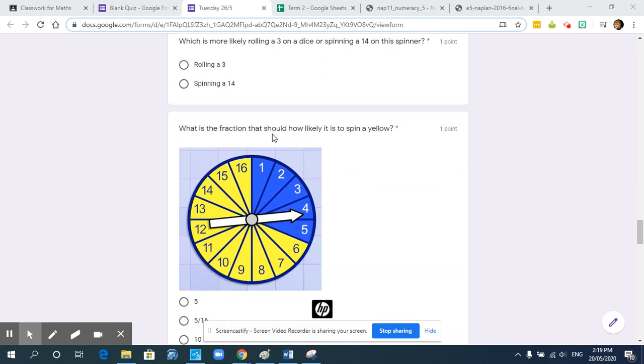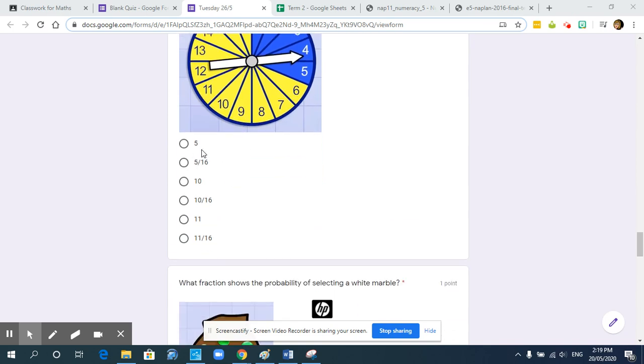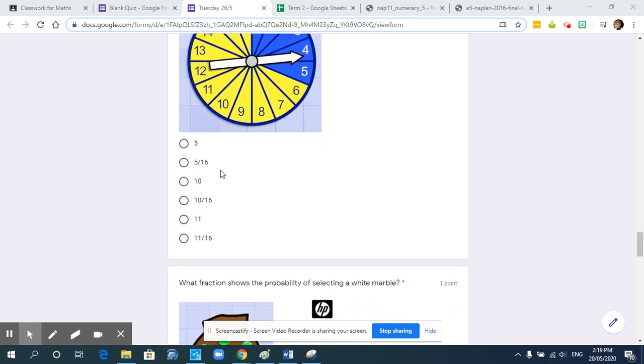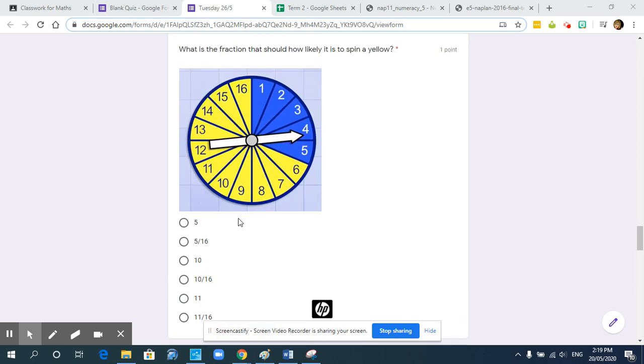What is the fraction that shows how likely it is to spin a yellow? Is it 5, 5/16, 10, 10/16, 11, or 11/16? You need to choose one of those.